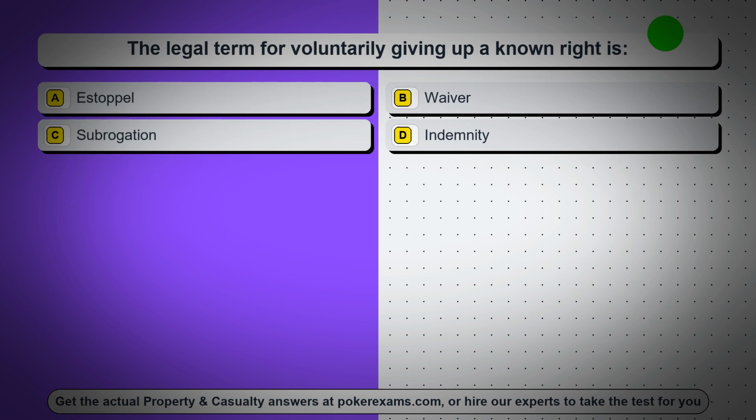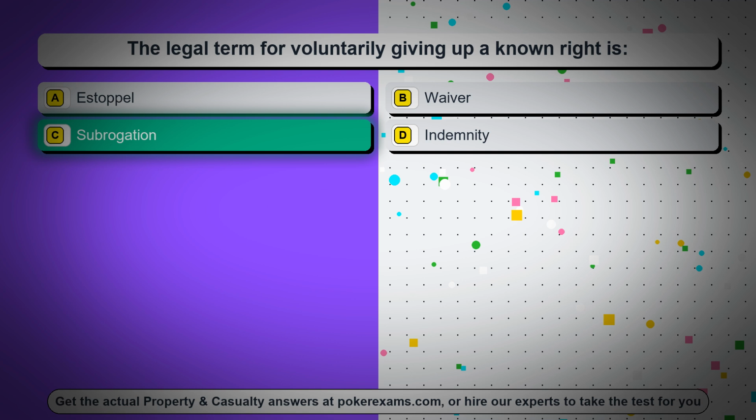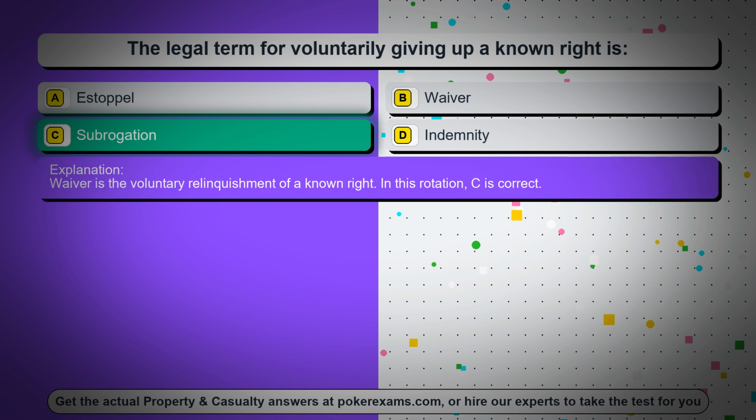Question 73. The legal term for voluntarily giving up a known right is, option A, estoppel, option B, waiver, option C, subrogation, option D, indemnity. The correct answer is option C, subrogation. Waiver is the voluntary relinquishment of a known right. In this rotation, C is correct.